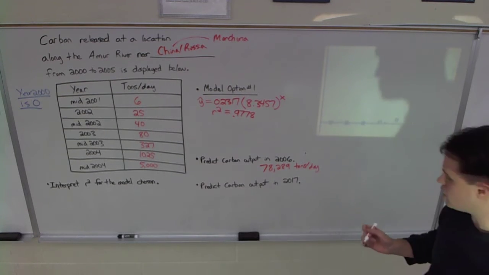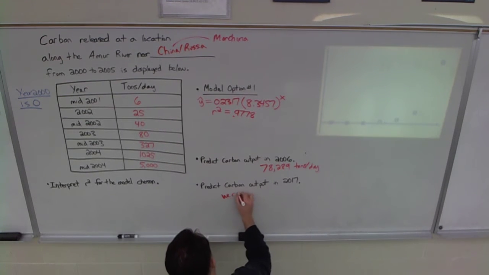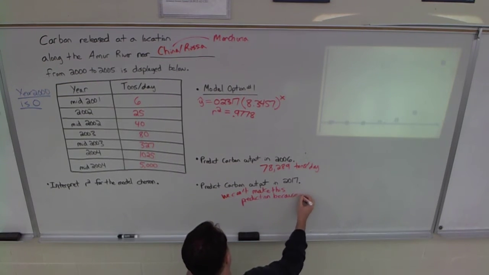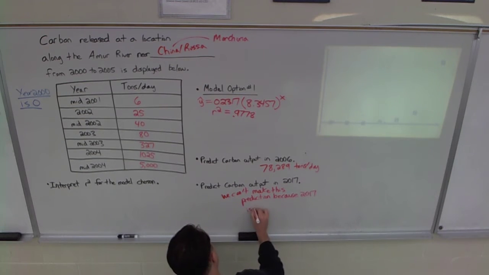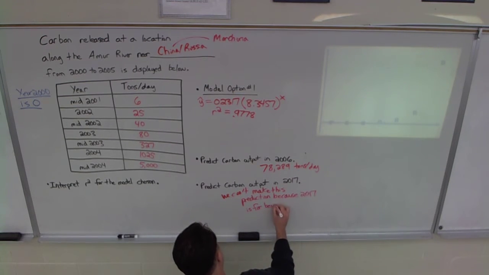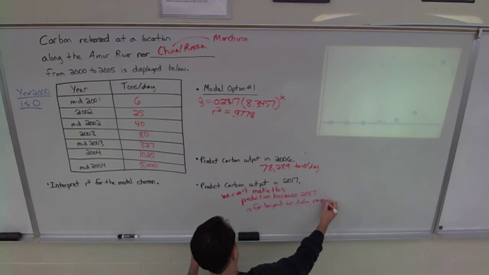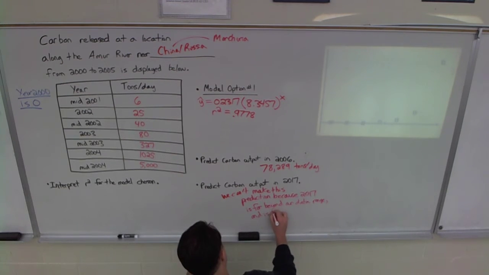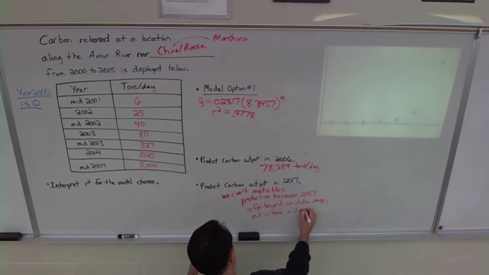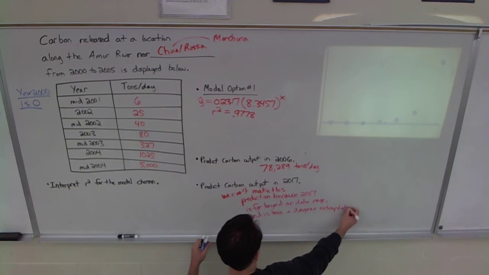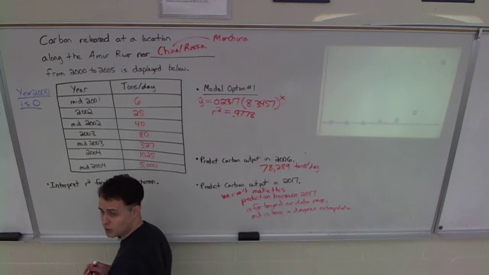So we're going to say this is a dangerous, we can't make this prediction because 2017 is far beyond our data range and is hence a dangerous extrapolation. This is the kind of stuff I'd expect you guys to write on that worksheet and on my test if I asked you to do that. Okay?